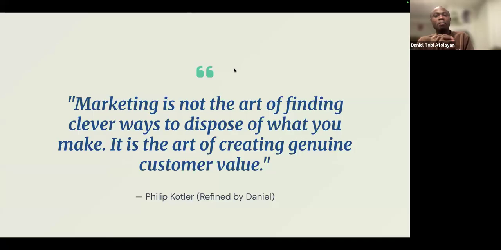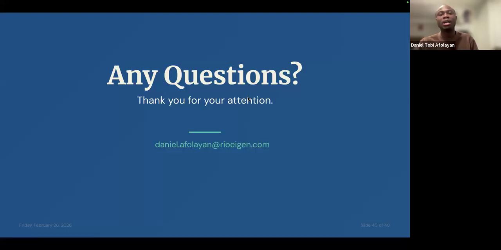So as I said, marketing is not the art of finding clever ways to dispose of your product, your solutions. It is actually the art of creating customer value, because it is not just taking your product to the market. This is like a quote from Philip Kotler that I refined a bit: how much do you create value, genuine customer value? Because when people see value in you, they will always come back to your business.